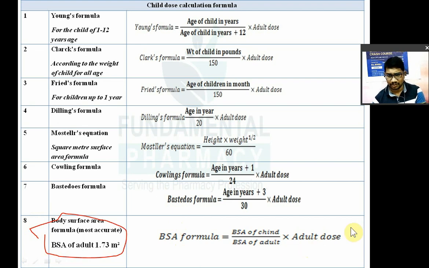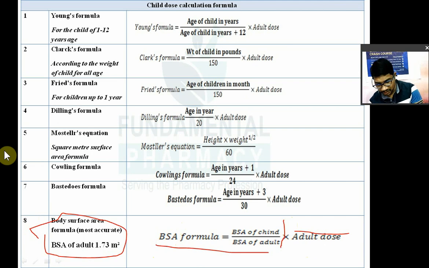So body surface area formula क्या है? Body surface area formula is equal to body surface area of child divided by body surface area of adult into adult dose. So what is the average body surface area of adult? तो अडल्ट का एवरेज बॉडी सरफेस एरिया होता है आपका 1.73 मीटर स्क्वेयर.